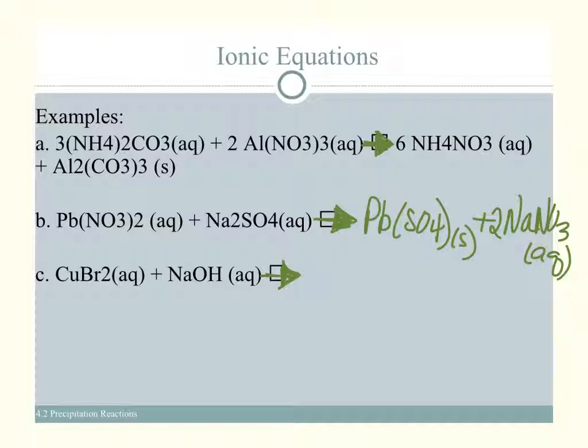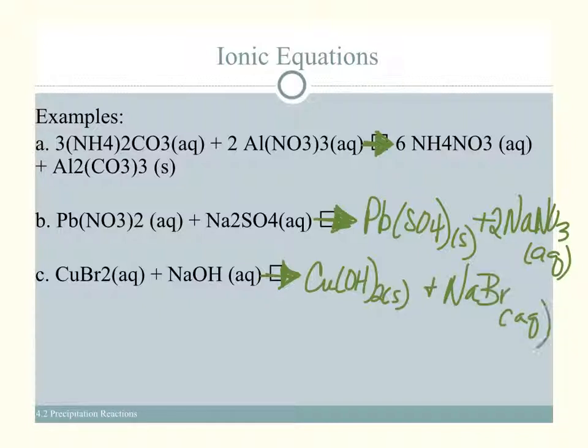In this last one, we've got copper 2 bromide and sodium hydroxide, so we're going to form copper hydroxide, and most hydroxides form a solid. Copper is not an exception. And then we have NaBr, which is going to be aqueous under the Na rule.